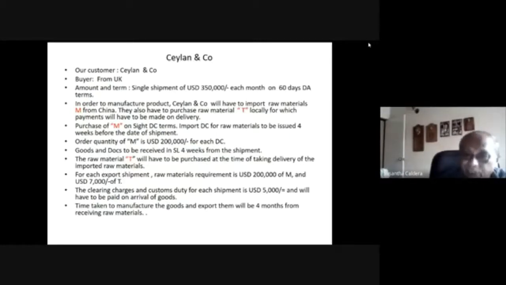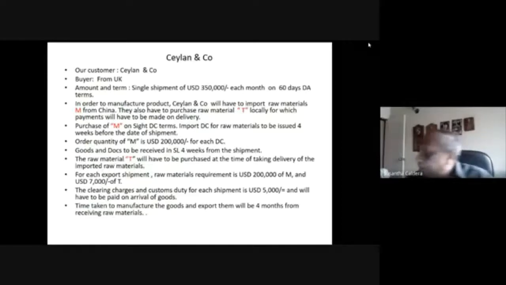The argument is correct, but that is why even in real life, for good customers, any bank will do, we do discount the export bills under DA terms, right?